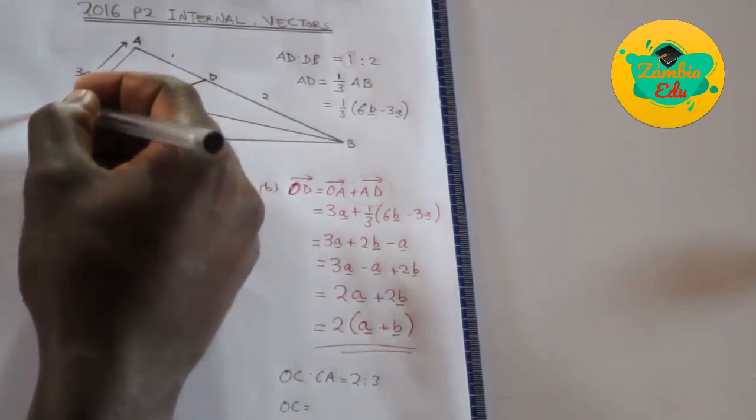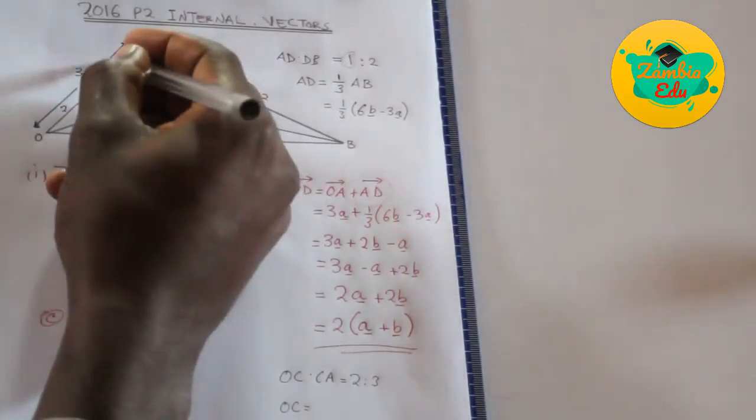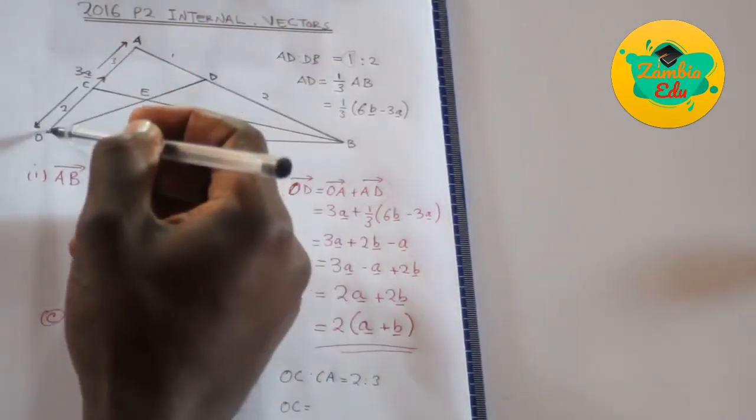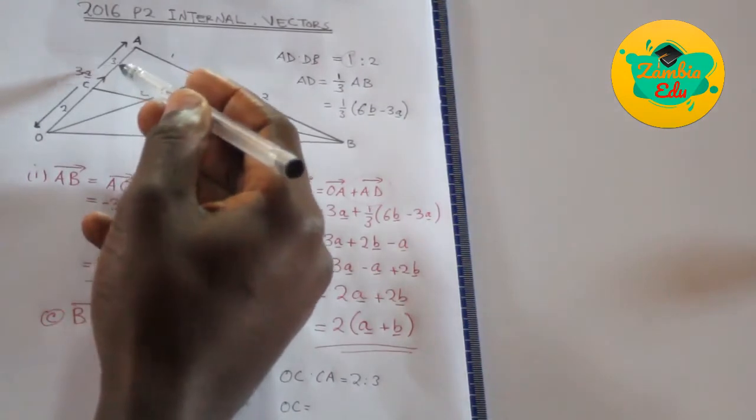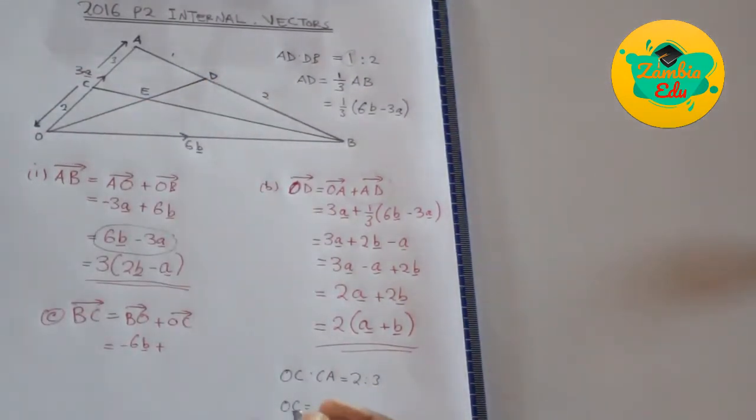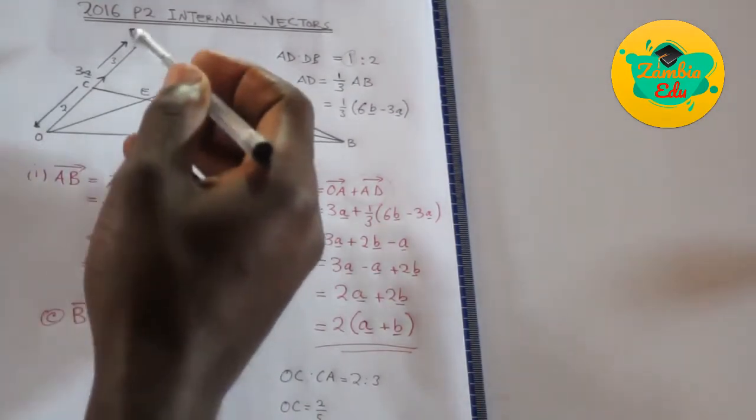So meaning there we have a 2 and there we have a 3. If you add the total of this line, 2 plus 3, it should give us 5. So for OC alone, it should be 2/5. 2/5, which line are they sharing? They are sharing line OA.